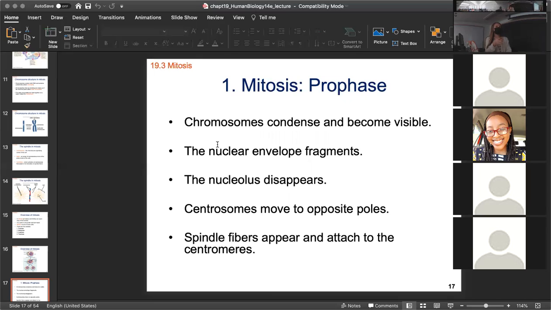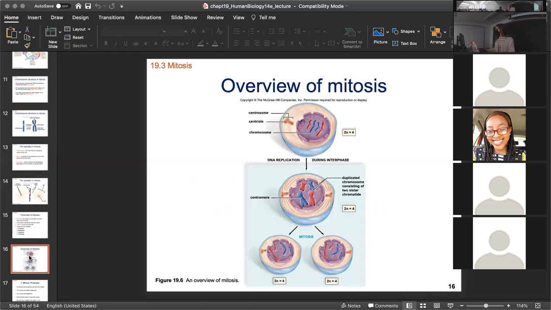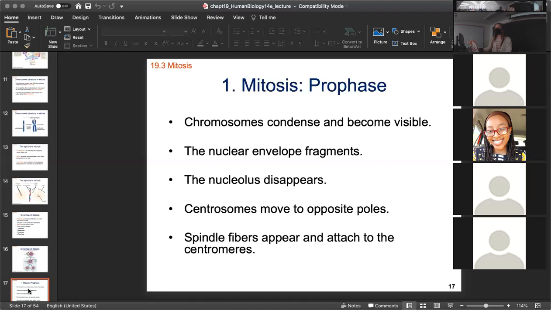The centrosomes move to opposite poles. These are the things that are going to pull those chromosomes apart. And those spindle fibers start to appear and attach to those centromeres. Okay, so the word that maybe got a little confusing there was centrosome. Those kind of look like little churros, don't you think? So those little churros, or the centrosomes, have these little fibers on them. That's what starts to be visible in prophase.